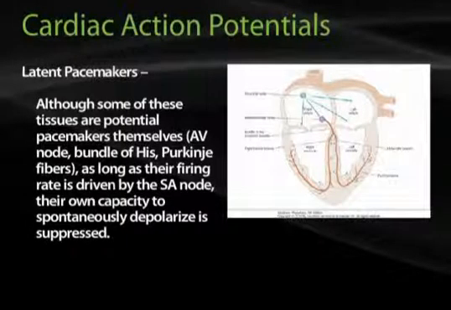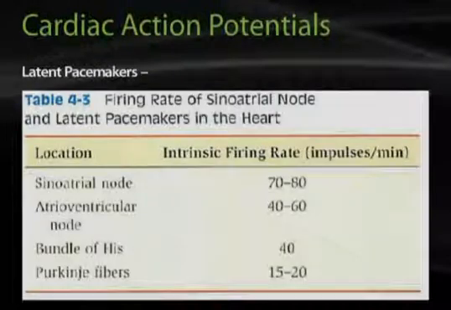Although some of these tissues are potential pacemakers themselves, such as the AV node, the bundle of His, and the Purkinje fibers, as long as their firing rate is driven by the sinoatrial node, meaning instead of activating themselves, they are in turn activated by the sinoatrial node signal. Their own capacity to spontaneously depolarize is suppressed, meaning they are activated before they can self-activate.